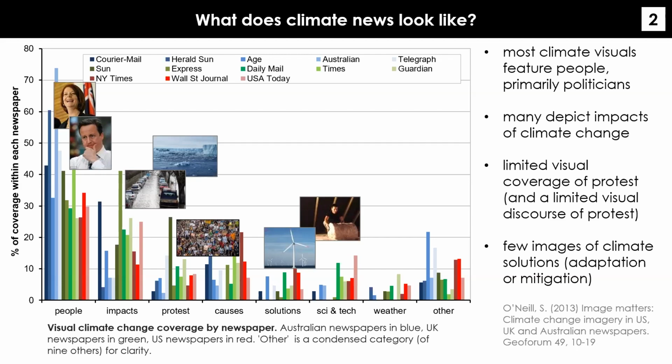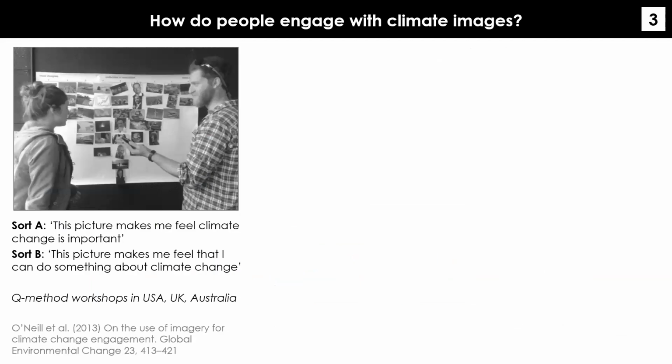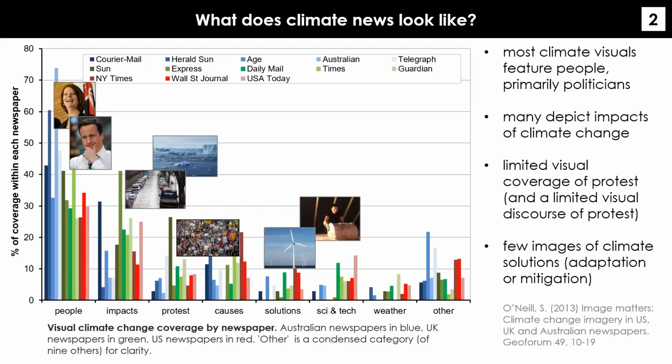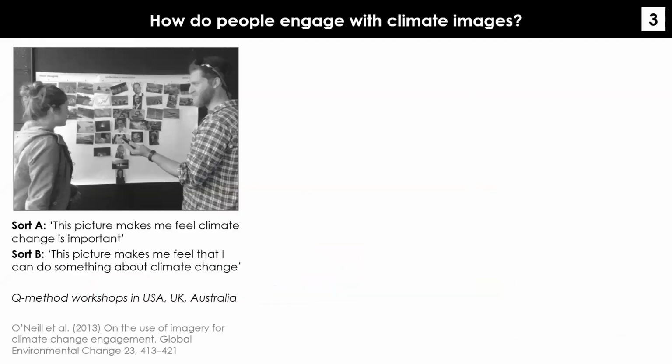So most climate visuals feature people, primarily politicians. There's a limited visual coverage of protest and a limited visual discourse of protest. They're very similar sorts of images, those distant ones, and few images are showing climate solutions, mitigation or adaptation. So then I took a representative sample of these images, 1,500 or so, and distilled them down into 40 main types, if you like.